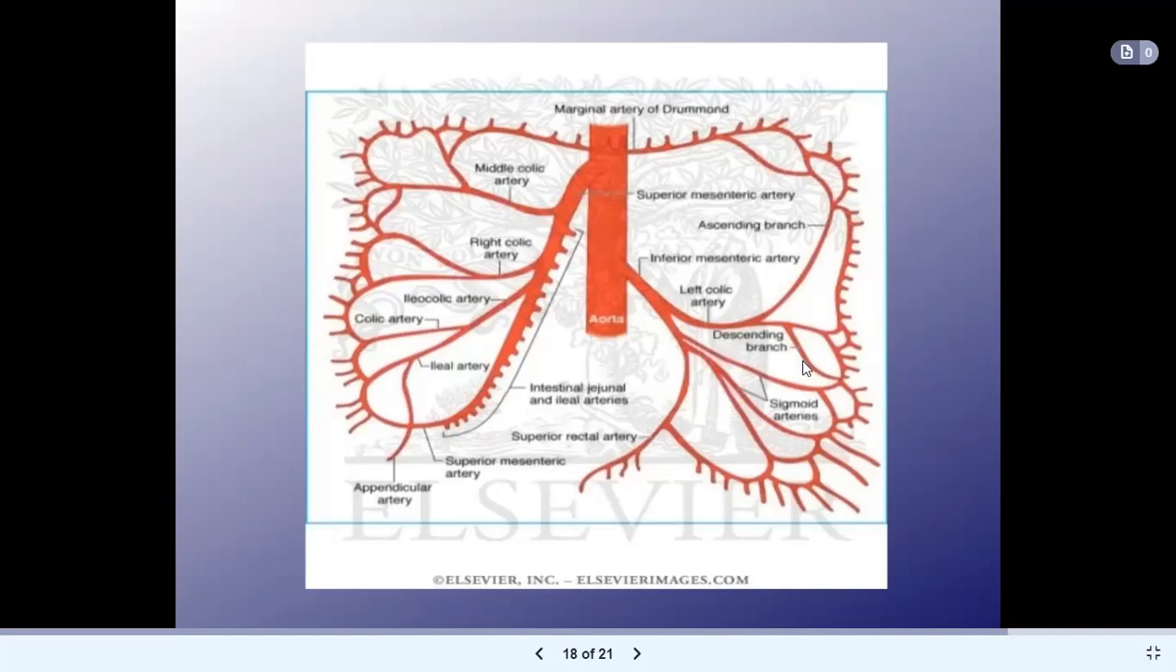Then the descending branch of the left colic artery will come and supply the lower part of the descending colon, which you cannot see in this diagram, and then it anastomoses with the sigmoid arteries. So that was what we said in the previous slide, that the descending branch will supply the lower part of the descending colon and then anastomose with the sigmoid arteries.